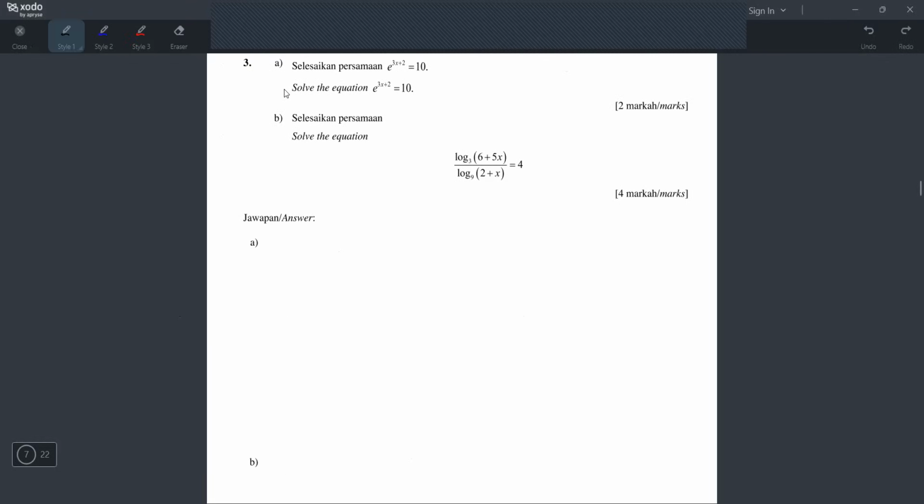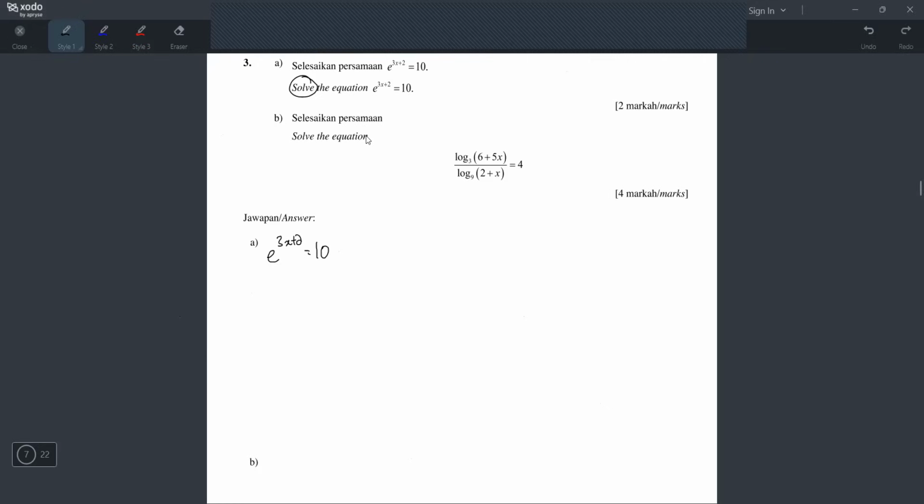Okay, question number 3. So 3a, they say solve the equation e power 3x plus 2 equals 10. So let's write down e power 3x plus 2 equals 10. They want to solve. Solve means find x. Please don't tell me you go and find e. E is not something that you can find.